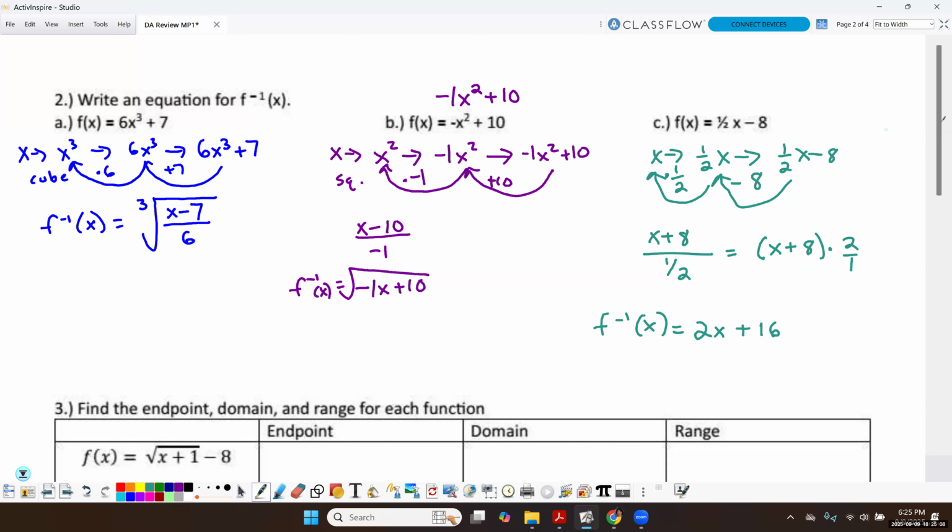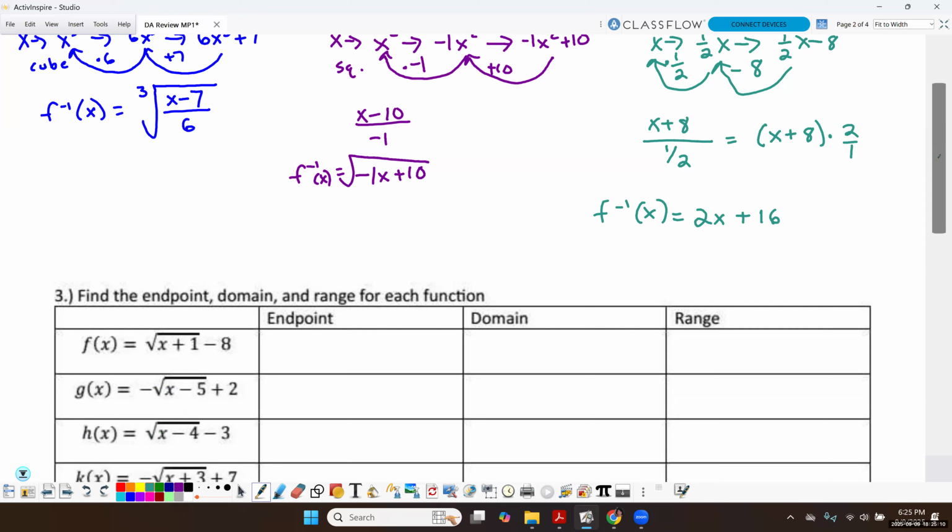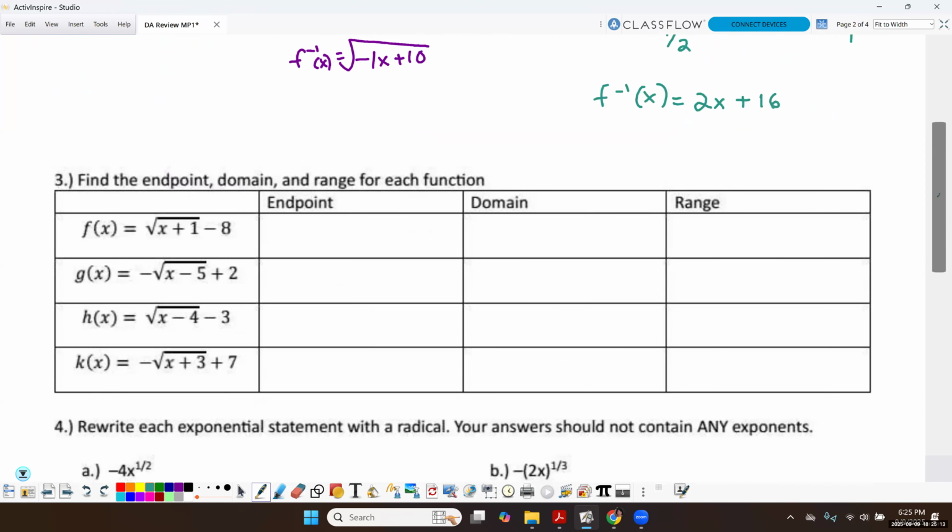Number 3 says find the domain, range, and the endpoint for each function. I'm also going to pay attention to what's in front of the root. I know that a regular square root function looks like this. So the first thing I'm going to do is find the endpoint. I see that the first graph goes left 1 and down 8. So the endpoint is going to be -1, -8.